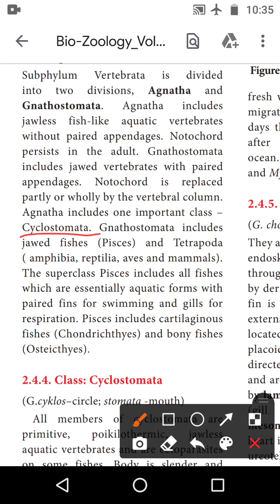Gnathostomata include the superclass Pisces, the fishes, and Tetrapoda. Tetrapoda has 4 classes: amphibia, reptiles, aves and mammals.